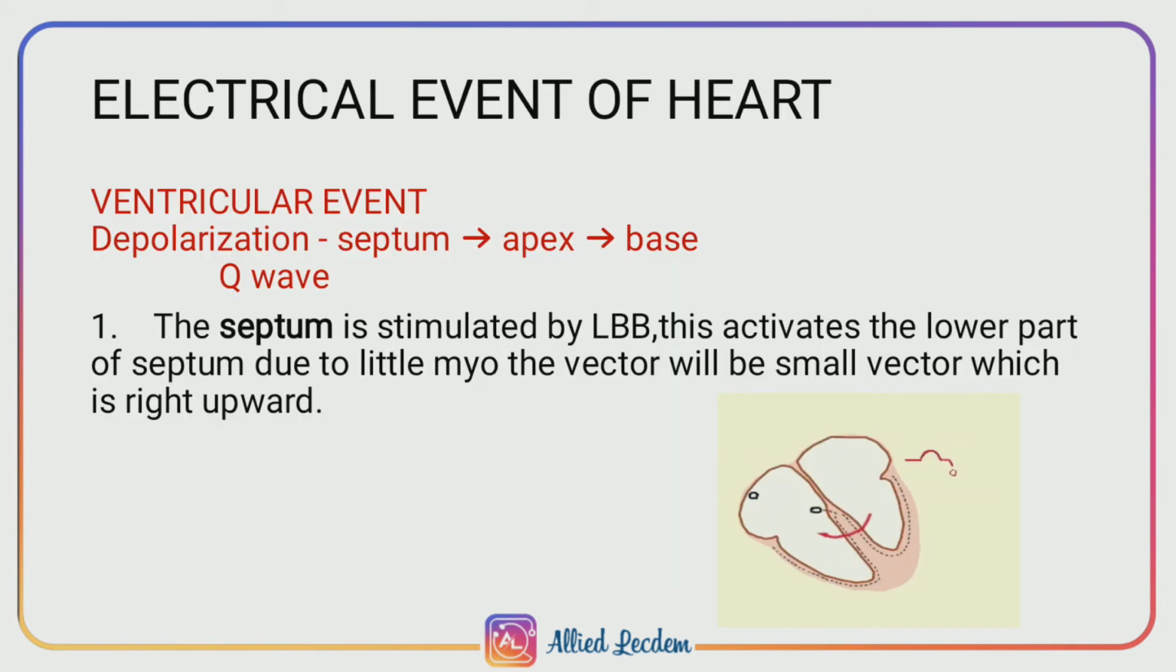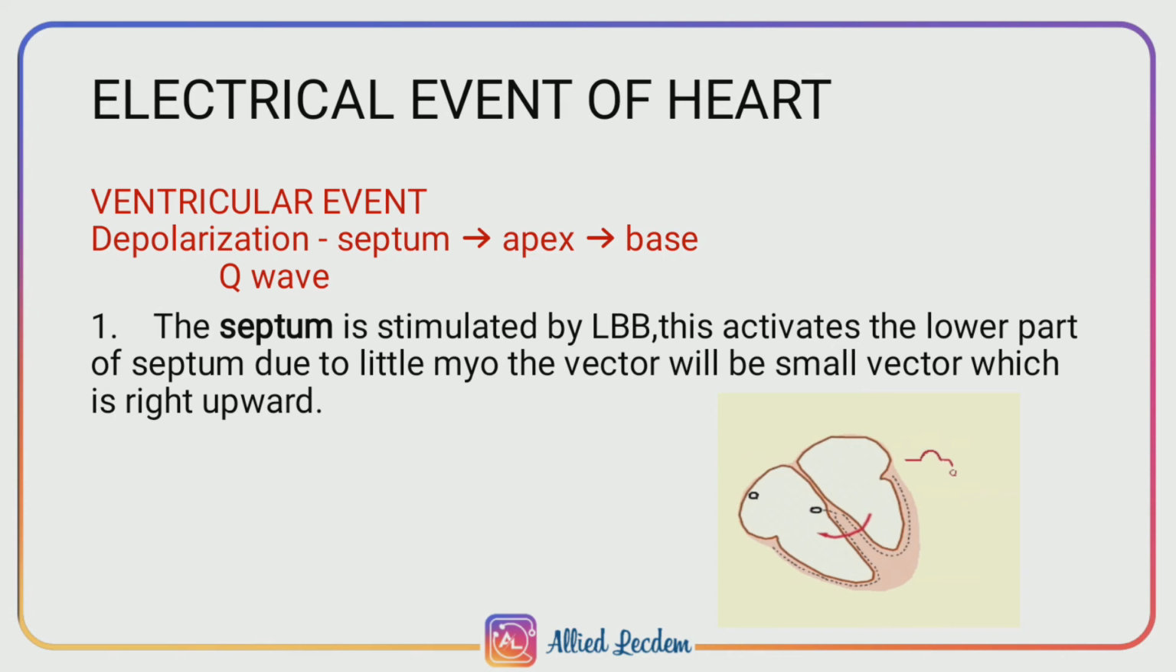Ventricular event. The ventricular event is also divided into depolarization and repolarization. The depolarization of the ventricle starts from the septum, then apex, and base.